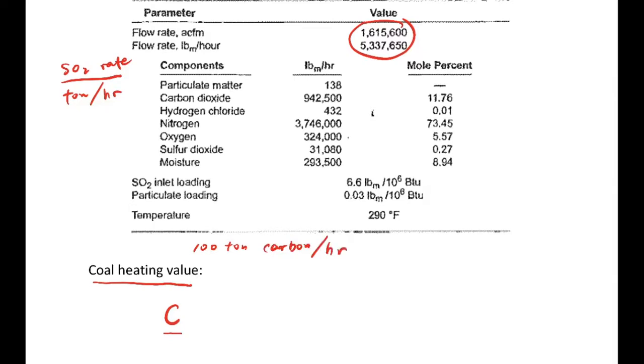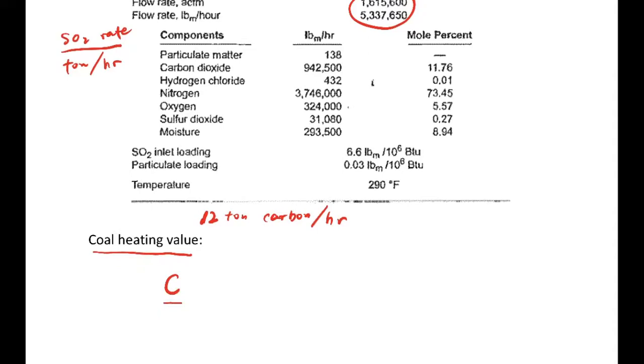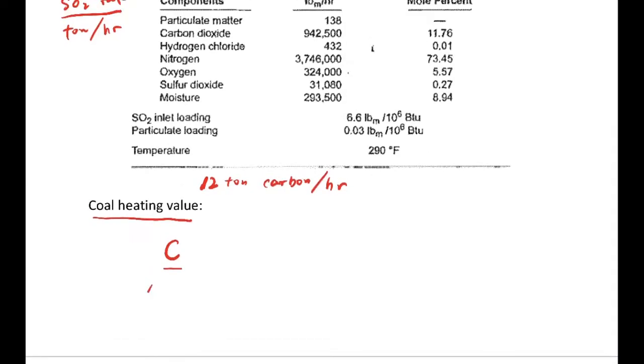per hour, okay? To make it easier, let's assume it's 12 tons. Let's assume that we're going to burn 12 tons of carbon per hour. So what that means is 12 tons equal to 12,000 kilograms, and then basically 12 million grams of carbon. Then we divide that by the molecular weight of carbon, 12 grams per mole. So that means 1 million moles of carbon per hour, right?